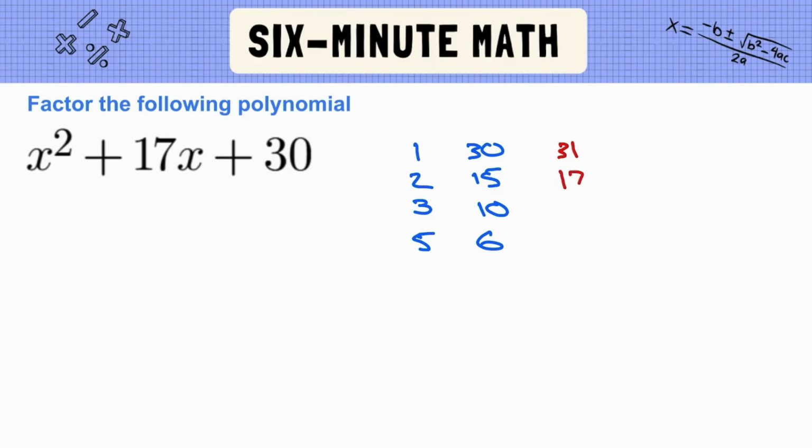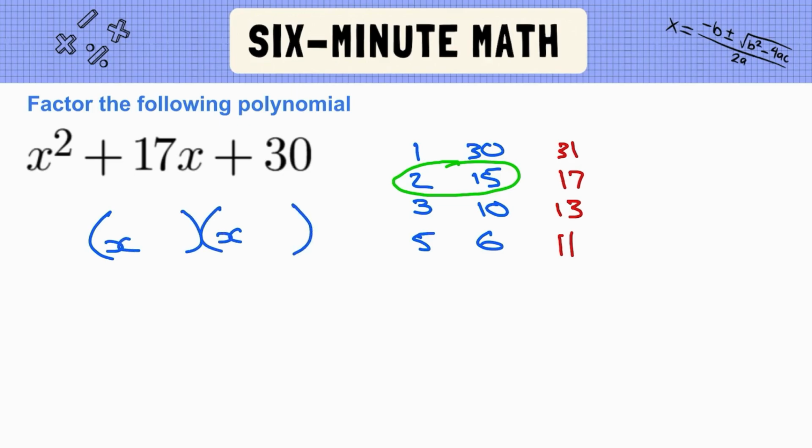So we have 31, 17, 13, and 11 if I were to sum up all of those factors. And that tells us we are going to be using 2 and 15. So we know we're going to have binomial factors here. So we're going to have x and x as our variable. And those two numbers are going to create our other terms. So we're going to have x plus 2 and x plus 15.